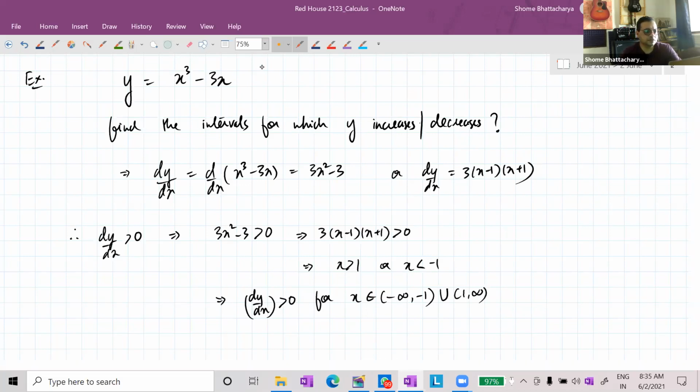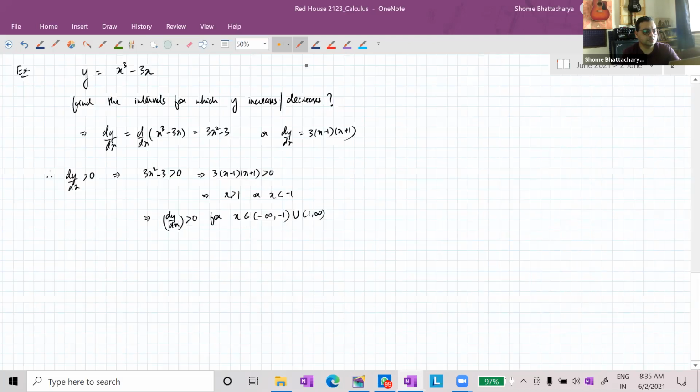Now, sometimes a good way of solving this inequality is by using something called the number line method. So to solve this inequality, we can use the number line, or it's also called Wavy curve method. Have you heard of this method in maths yet? No, sir.